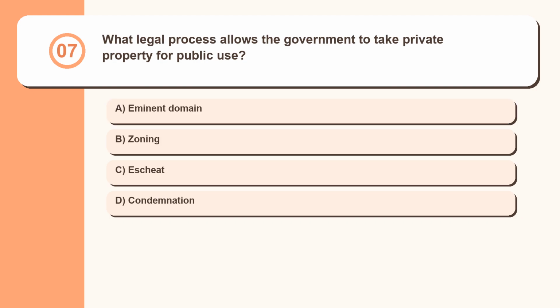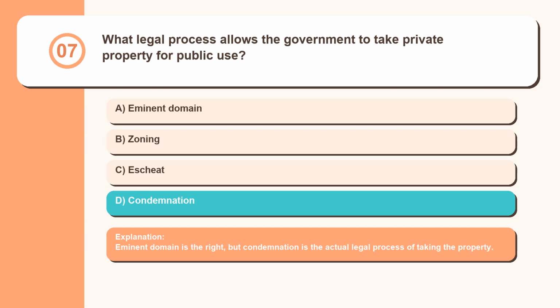Question 7. What legal process allows the government to take private property for public use? Eminent domain, zoning, escheat, condemnation. Eminent domain is the right, but condemnation is the actual legal process of taking the property.